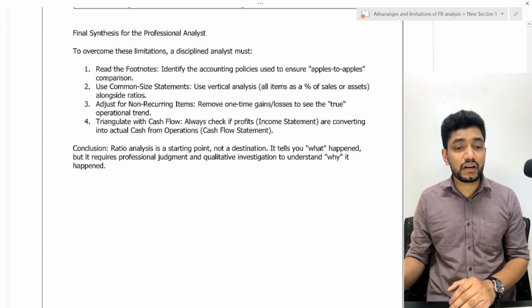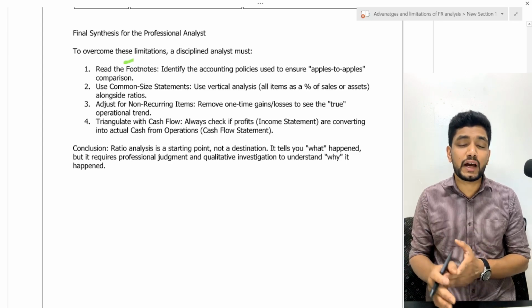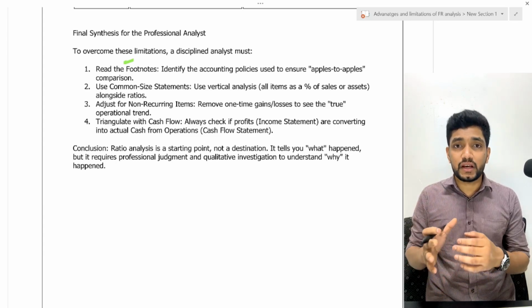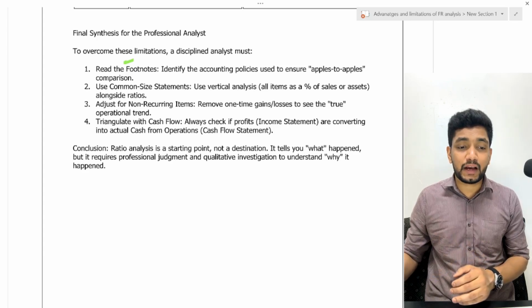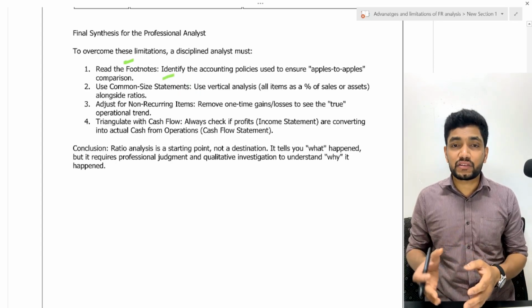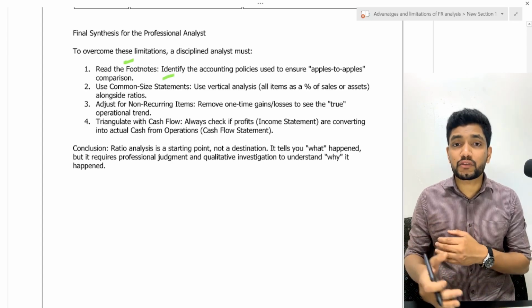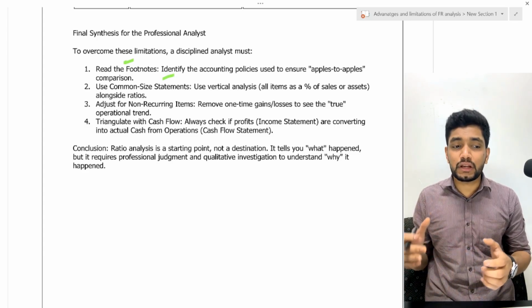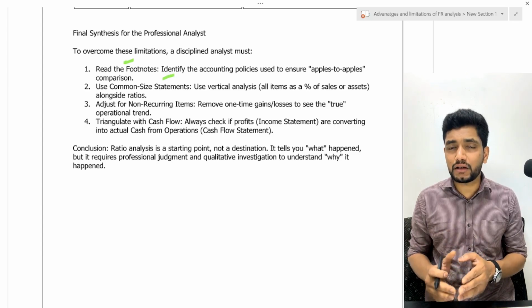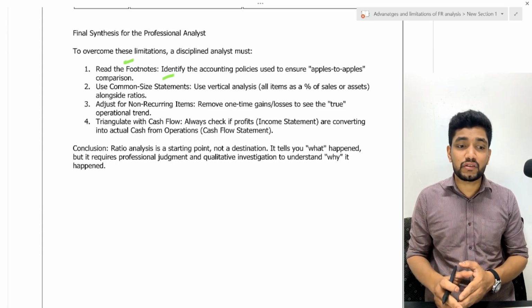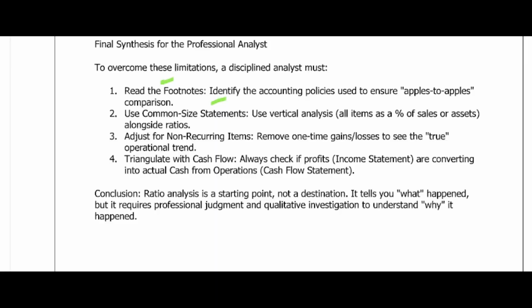The first one is that we should read the footnotes. Footnotes are the notes that come with the financial statements, which identify the accounting policies used to ensure an apples-to-apples comparison. That means footnotes will describe the accounting policies used, or whether there is any off-balance-sheet financing used by the companies. So all these things are notified in the footnotes. Before making a ratio analysis, we should read the footnotes to see if there are any accounting policy changes when comparing with another company.